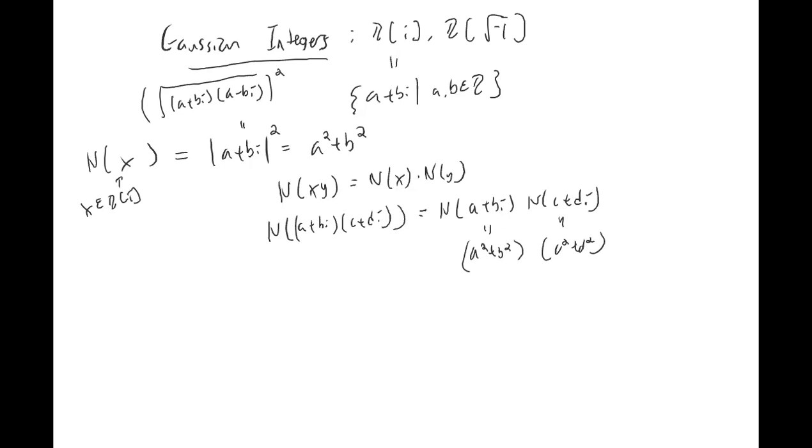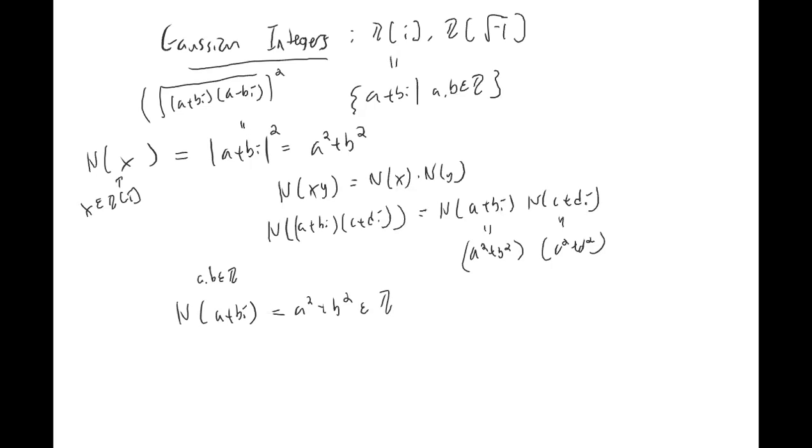So why do we like this? Well, let's figure out what the units are here. This should be quite simple. Does everyone agree that the norm of a plus bi, where a and b are in Z, an element of my Gaussian integers, has to be an integer? If a is an integer and b is an integer, a squared plus b squared is an integer, correct? So automatically, you sort of see what the units are.